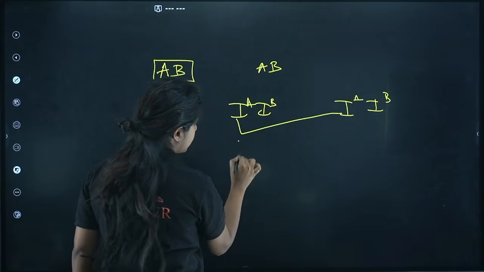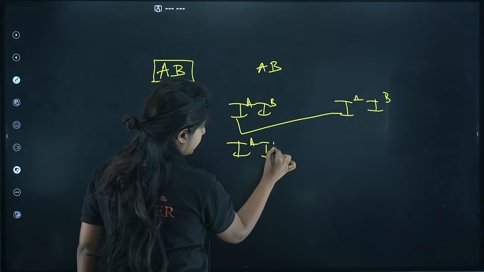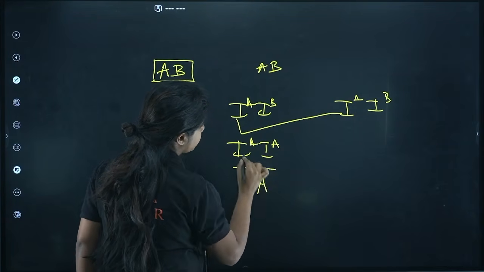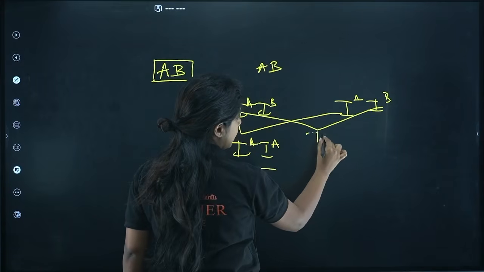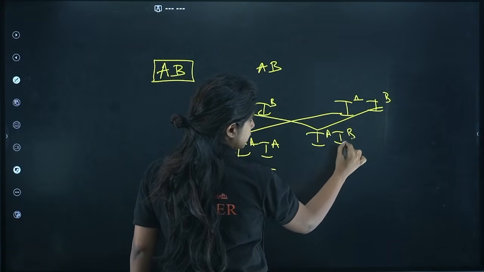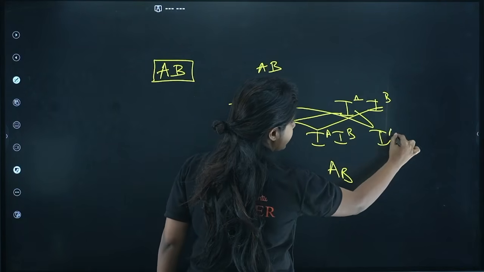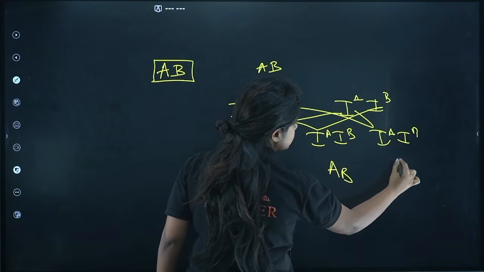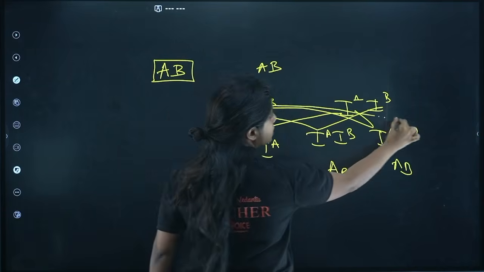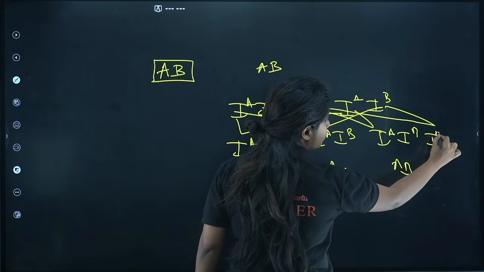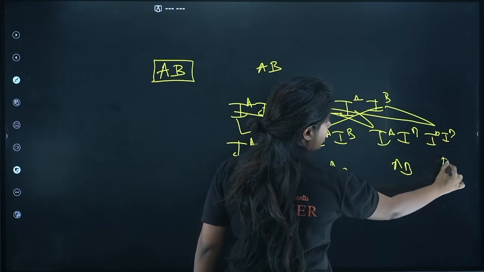When this and this come together, I get IA IA, that means A blood group. When this and this come together, I get IA IB, that means AB blood group. Again IA IB, that means AB blood group. And when this and this come together, I get IB IB, that means B blood group.